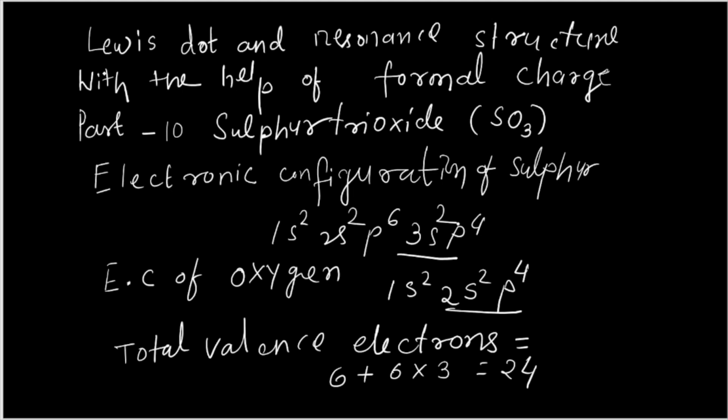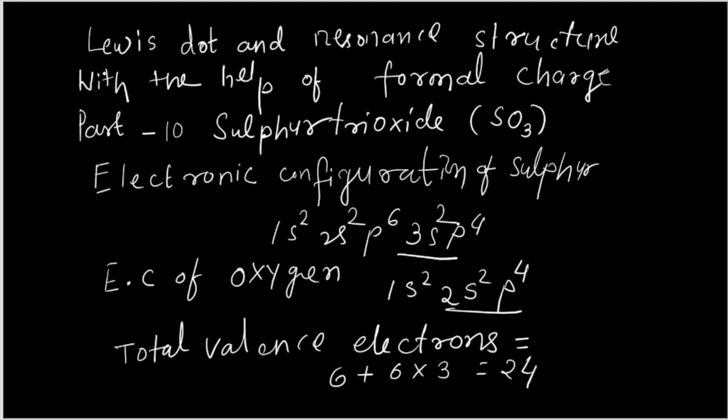Now I am going to explain part 10, that is the sulfur trioxide Lewis dot and resonance structure with the help of formal charge. What is formal charge? I already explained it in the previous video. And here we will see sulfur trioxide. What is the formula of sulfur trioxide?